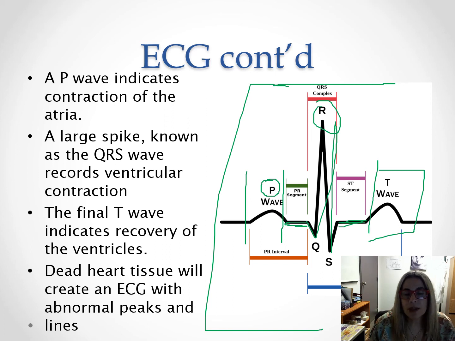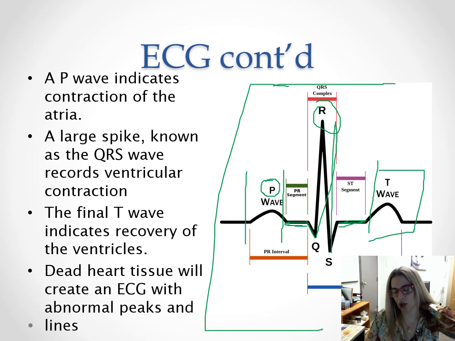Now, how do scientists know, or how do doctors know rather, when there's something wrong? If there is something wrong in terms of there's an impending heart attack, there's damaged heart tissue, our nodes aren't working properly to naturally set the pace of our heart, then we'll see abnormal peaks. Now, it's beyond scope for us to actually look at those and analyze those, but doctors will look at it and they'll be able to see if there's any abnormalities.